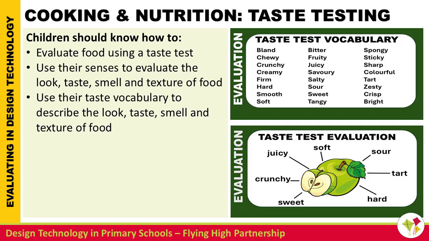Children will use their senses of sight, smell, taste and touch to evaluate food and use their developing taste vocabulary to describe what their senses tell them about the food. As children progress through the curriculum, they will be extending and developing their taste test vocabulary. Particularly in Key Stage 1, children need to be taught the taste test vocabulary and link it to their sensory experiences. So, when taste testing apples, they can be taught what crunchy, juicy, sweet and tart means.